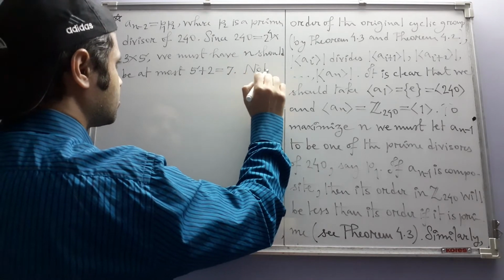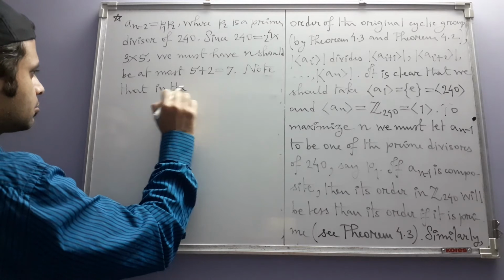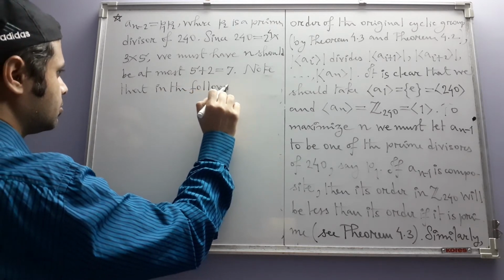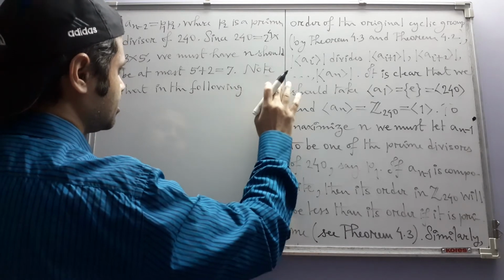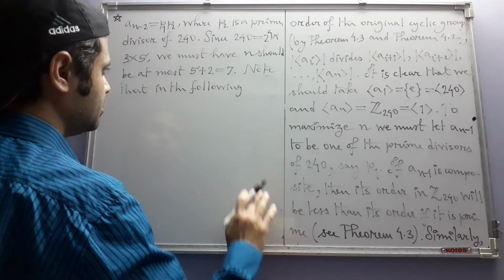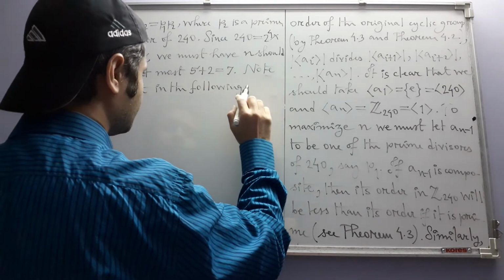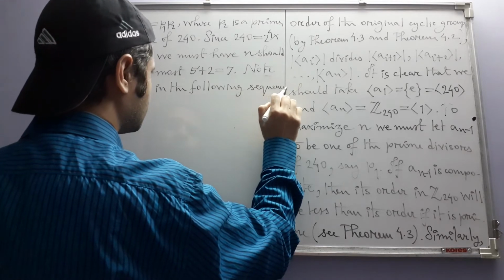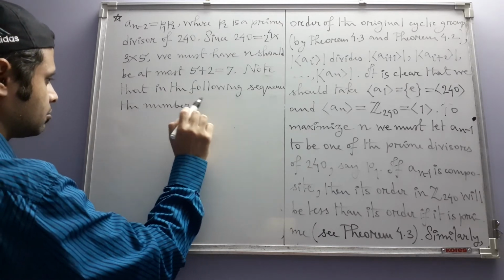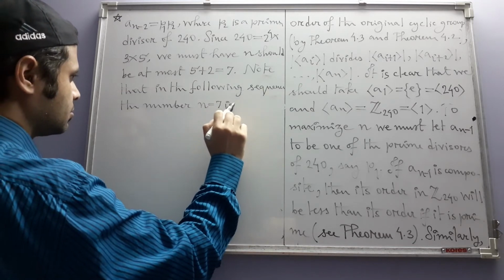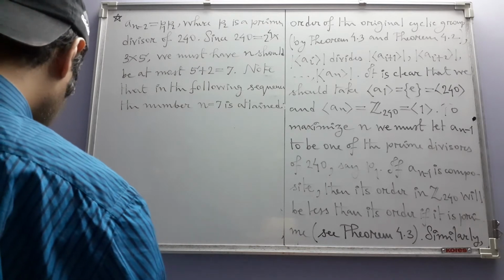Note that in the following, I should not perhaps say chain at this stage, because the word chain is a technical term in the theory of partially ordered sets. Let us just simply call it a sequence. Note that in the following sequence of subgroups, the number n equal to 7 is attained. And the sequence is this.